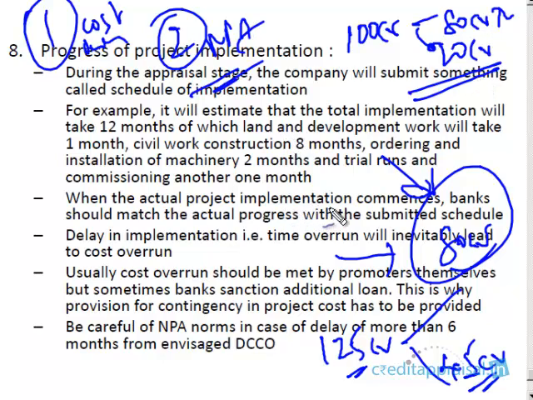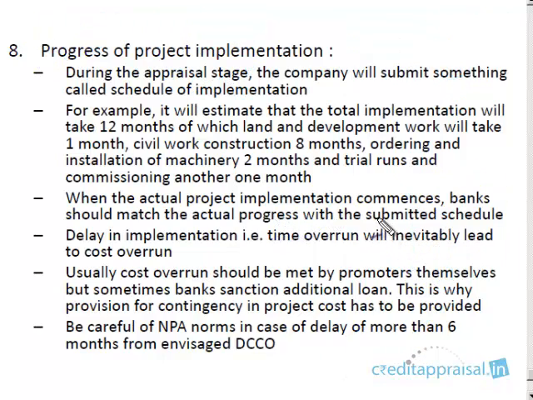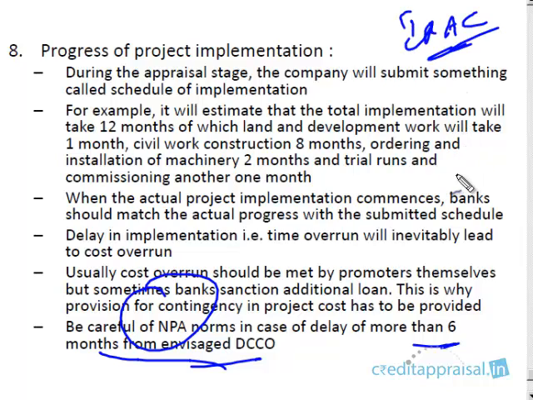Not just because of this reason, but also what RBI says is, even if the loan repayment is not affected, even if the company happens to repay promptly, if there is a delay of more than 6 months from the envisaged DCCO, the account has to be classified as NPA. This is as per RBI IRAC norms, income recognition and asset classification. The RBI has a guideline that if the project implementation gets delayed more than 6 months, I'm speaking of non-infrastructure projects, okay?